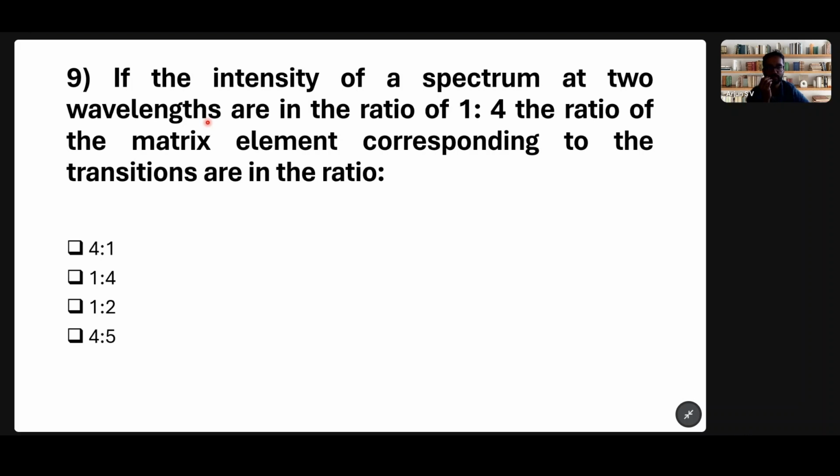So if we say R is the matrix element, your intensity of the spectrum is proportional to R square. So here they have given the intensity as 1:4. So we have to find the R ratio. So R will be basically root of 1/4, which is 1/2. So the ratio of the matrix elements will be 1/2.